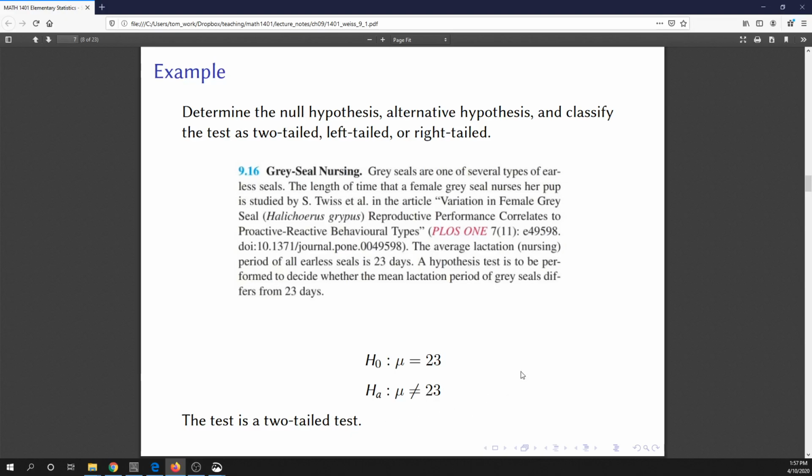All right, that is it for this basics of hypothesis testing. We're going to do a couple more examples just like this one here, but we're going to separate that out into some other videos.